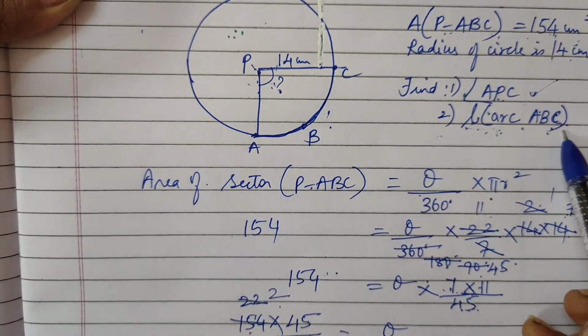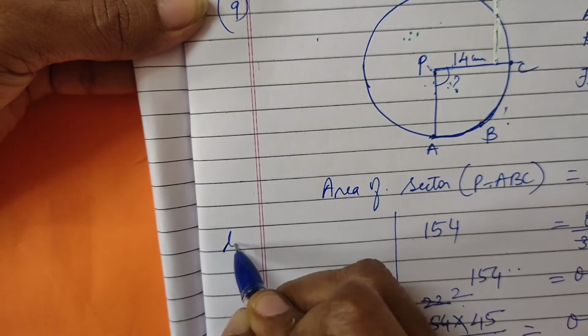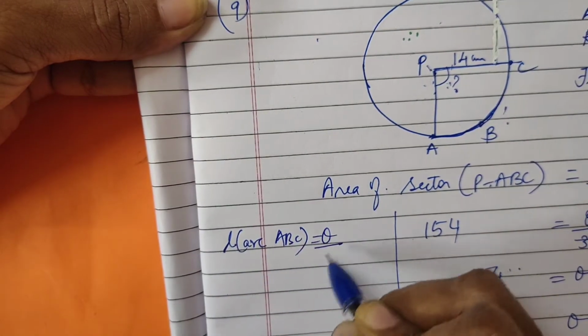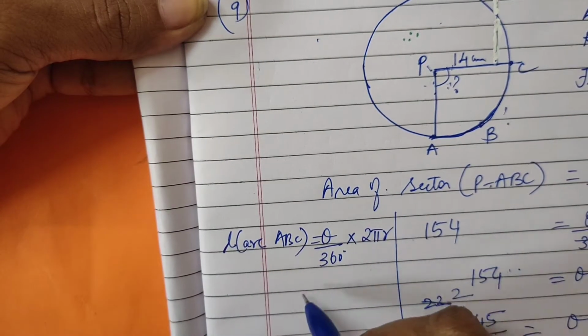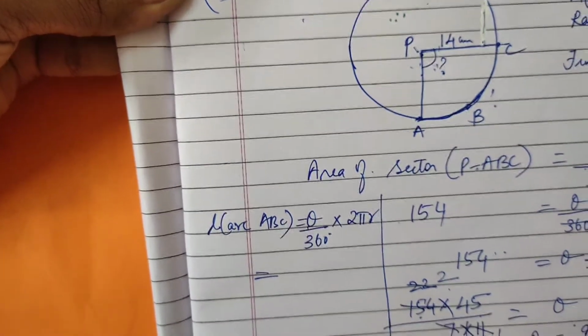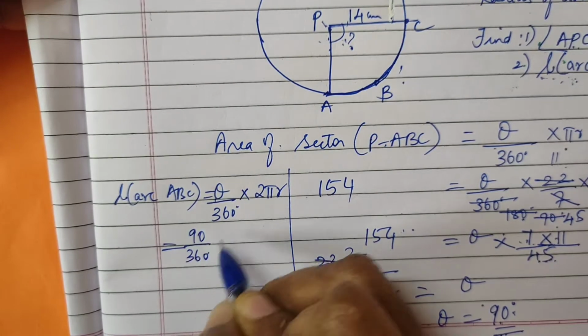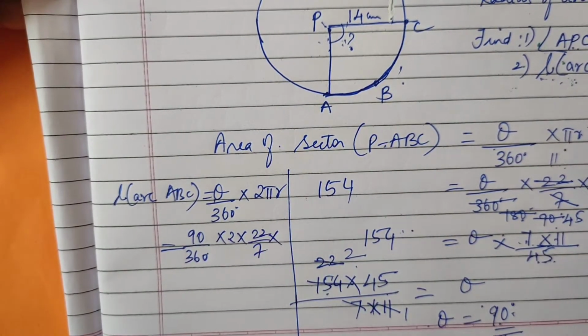Can we find the length of the arc? Yes. What is the length of the arc formula? Can you all recollect? Length of the arc ABC equals theta upon 360 degree into 2 pi r. That is based on circumference. Theta we got as 90, right? So we will write 90 here. 90 upon 360 degree into 2 into 22 upon 7, and r is given as 14.